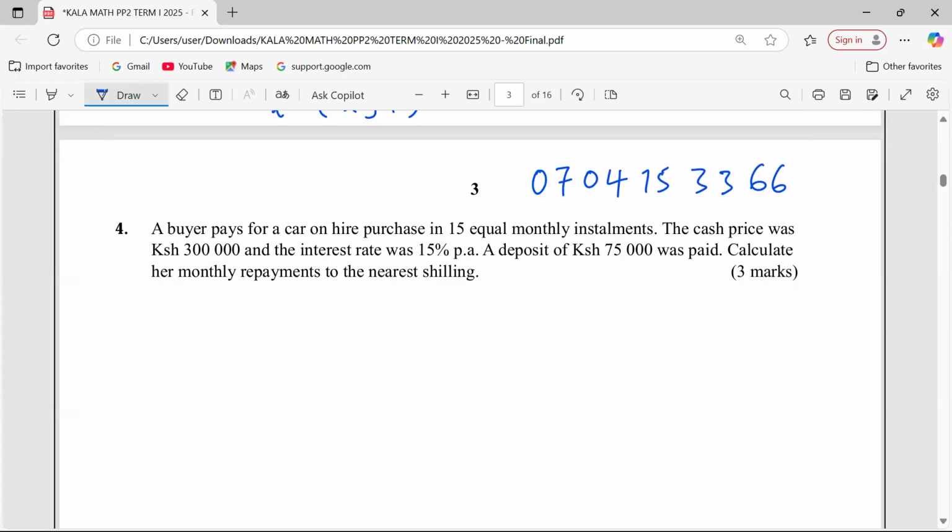So now we can read number 4 together. A buyer pays for a car on hire purchase in 15 equal monthly installments. The cash price was 300,000 Kenya shillings and the interest rate was 15% per annum. A deposit of 75,000 Kenya shillings was paid. Calculate her monthly repayments to the nearest shilling.